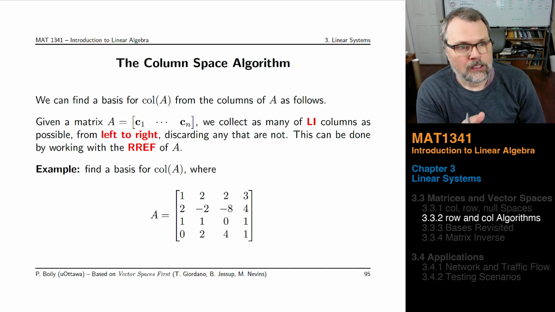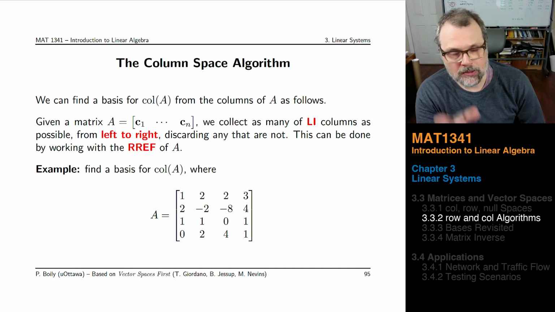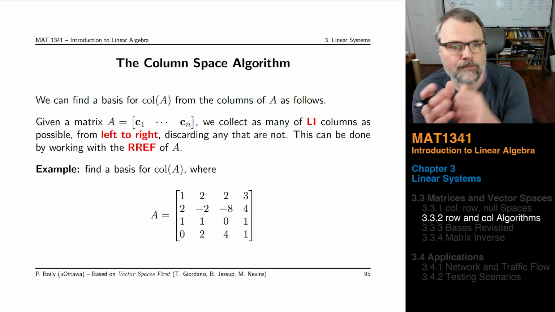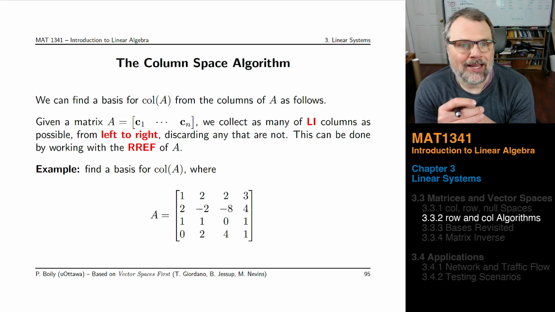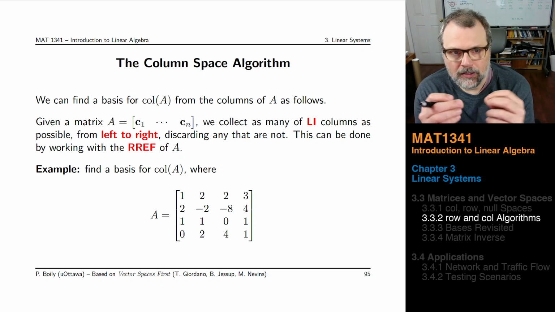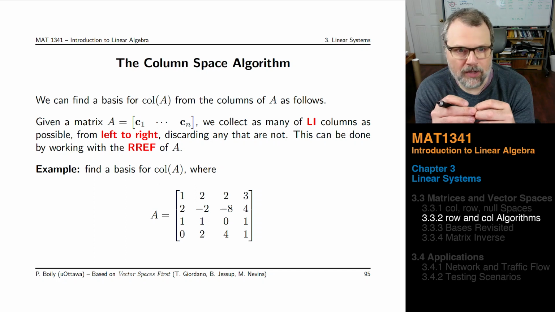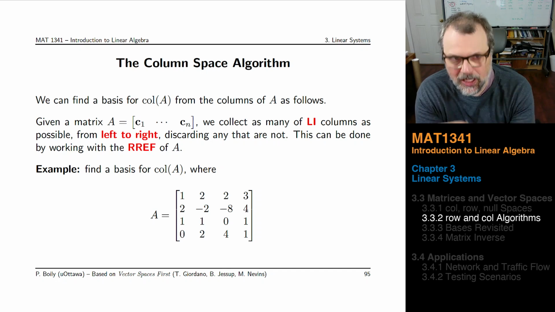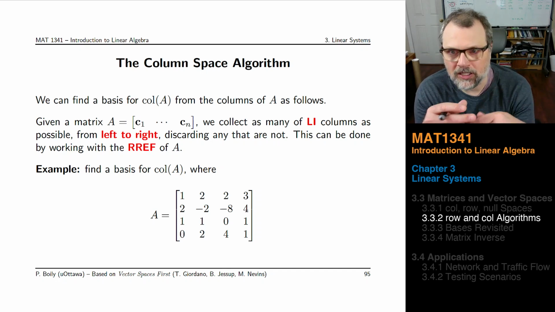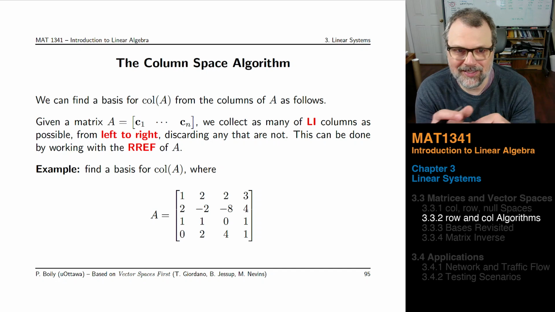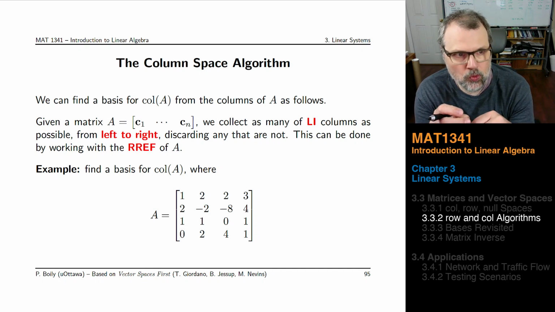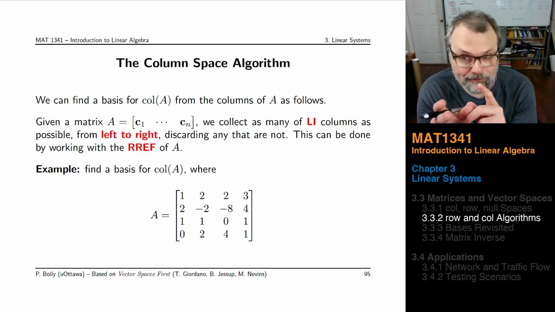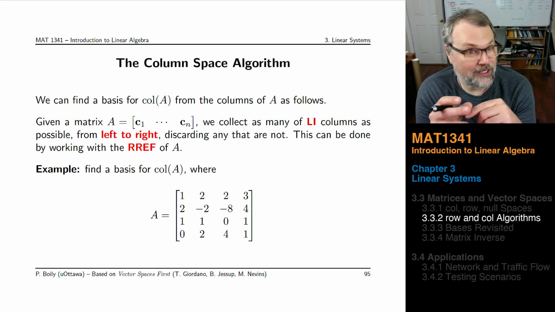So let's say you write the matrix in column blocks. Column 1, column 2, all the way up to the nth column. You'll try to collect as many linearly independent columns as possible, going from left to right, and you're going to discard the columns that are not, as you encounter them. And this is something you can actually do by working with the reduced row echelon form of A, not the RREF of A transpose.